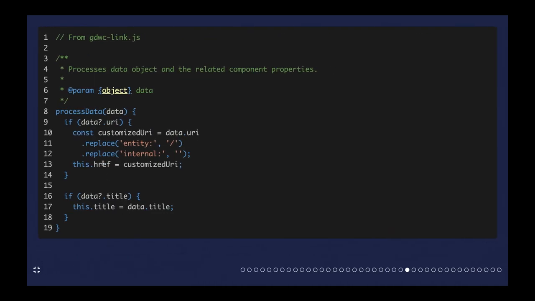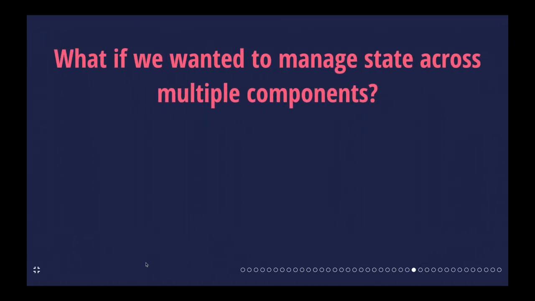And this is the process data function. It is not doing very much at all, but just a little bit of parsing of the URI to take out things that only make sense in a Drupal context so that the links can be used. And then also if the title is in the data object, it just sets it on the component. So yeah, I think that's a case where more of those helpers can continue to simplify some of the integration of complex fields from Drupal.